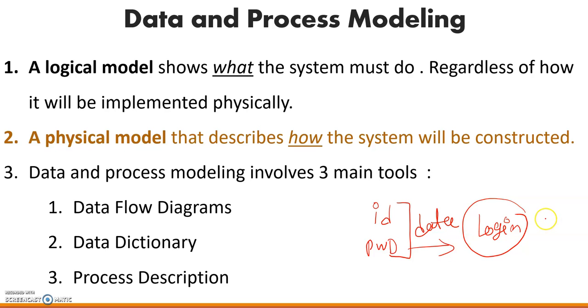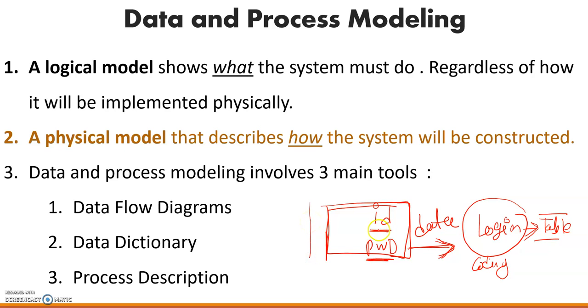And we have a database or a table, right? So what happens? From the form, when you add the ID and password, it goes through the login process. This is your coding part, and it interacts with the database to check whether that ID and password are correct or not. The ID and password are data that we enter, and there is coding to check whether the ID and password are correct or not.